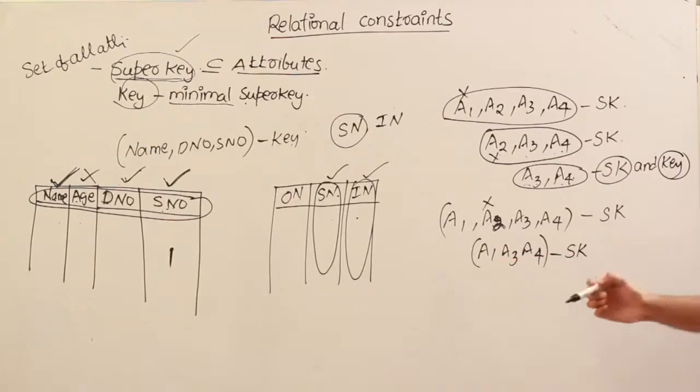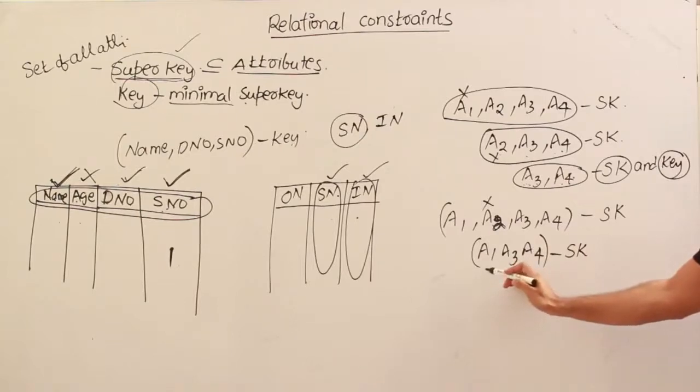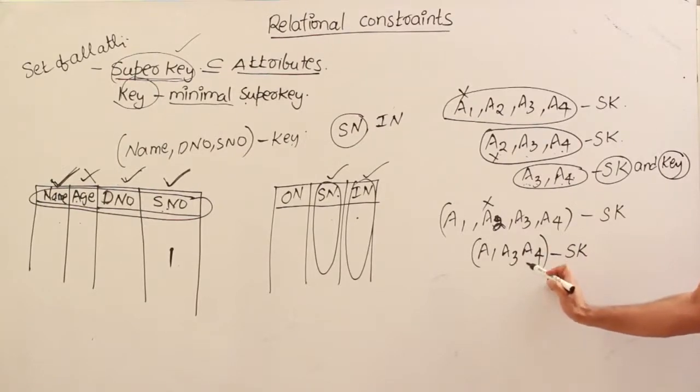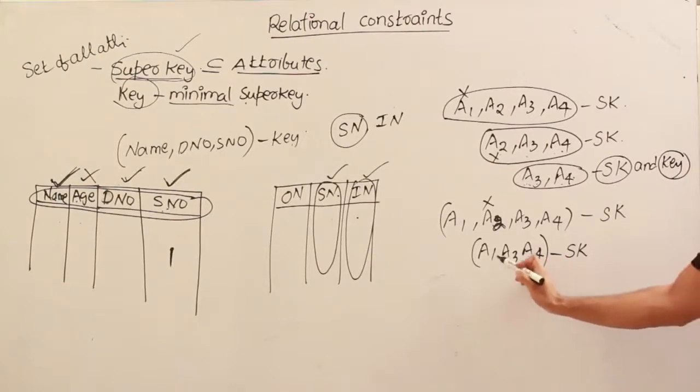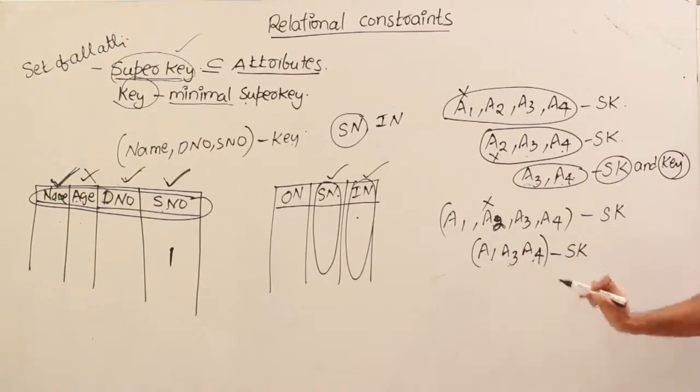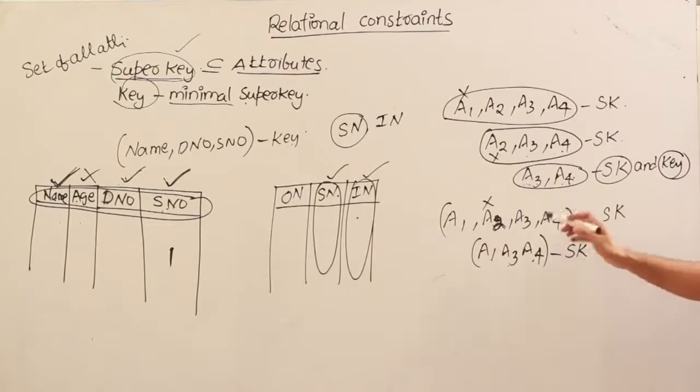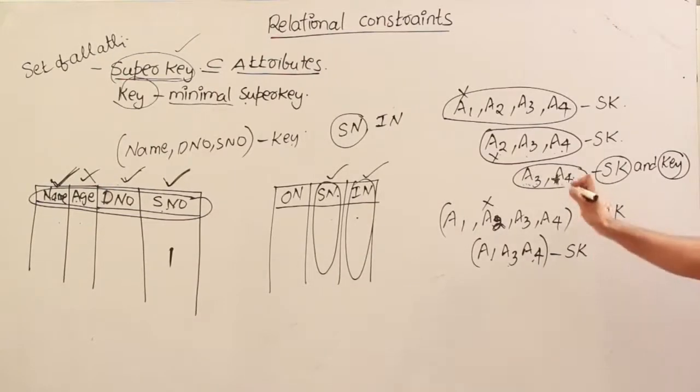Let us say after removing A1, A3 and A4 are not able to uniquely identify a tuple, which means A3 and A4 are going to have the same values for two tuples, right? Which means I am not able to reduce this further. I am not able to delete any one of them.